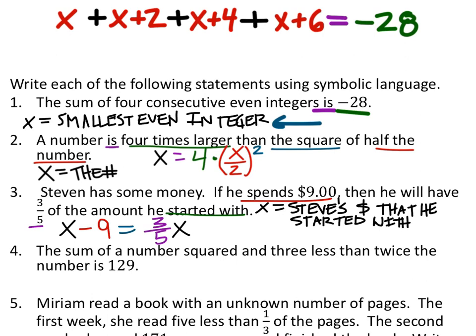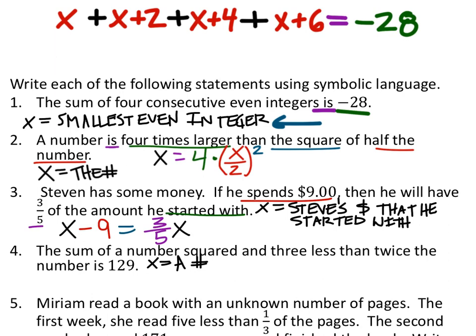Number 4, the sum of a number is squared and 3 less than twice the number is 129. So the first thing we should do on this one, just like we did with the others, is define our unknown. And on this one, the thing that we don't know is a number, or it says the number. So a number is less writing, so I'm going to do that. A number. X equals a number.